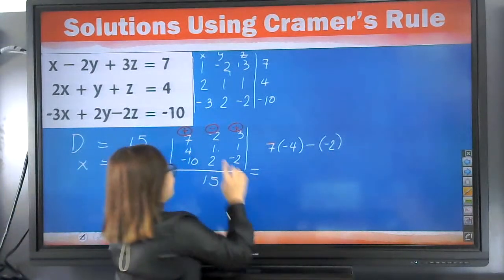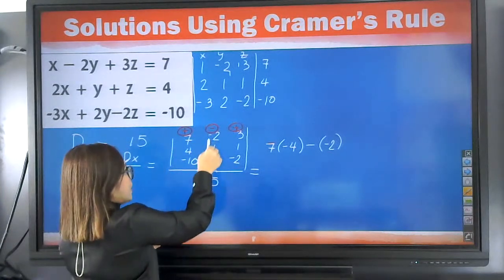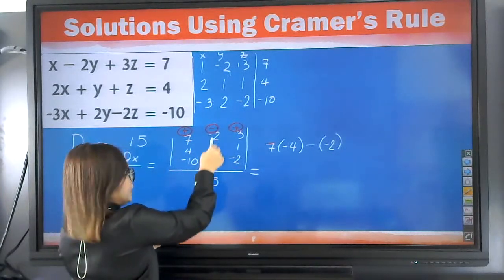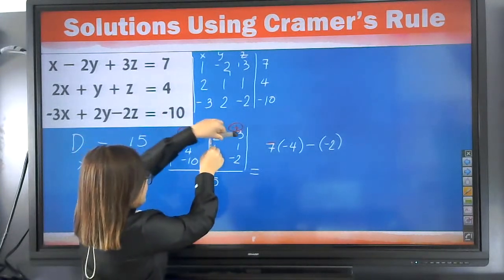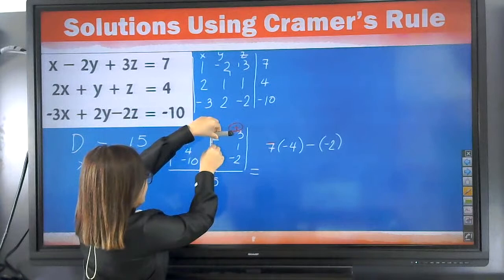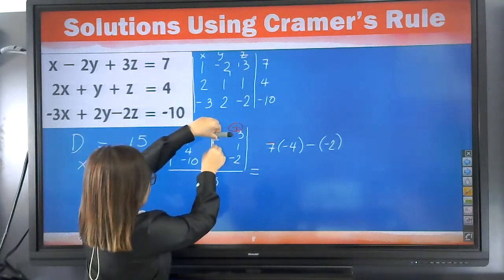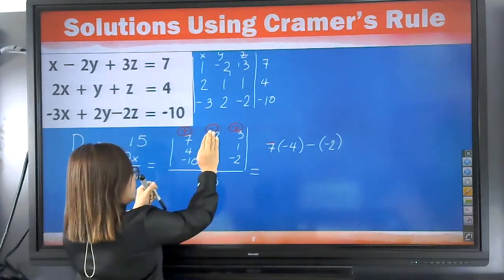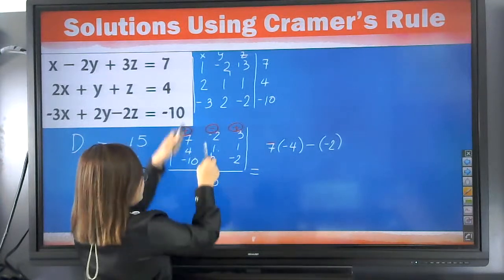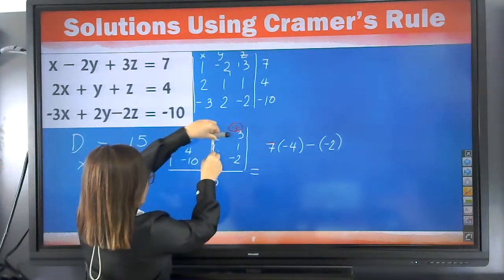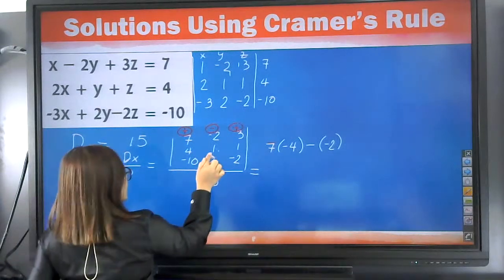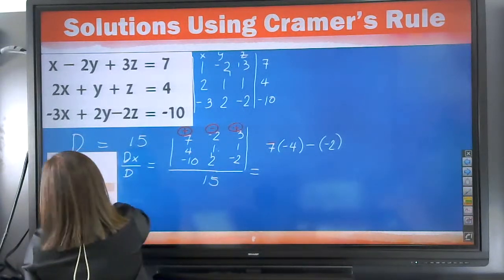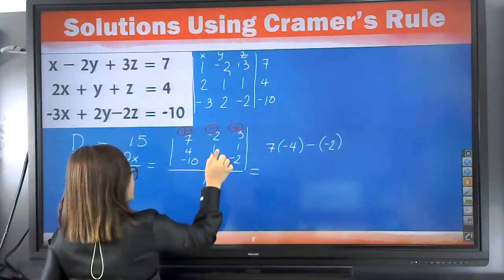What's next now? Negative 2 is in this column, and negative 2 is in this row. This and this, so you don't need these numbers. What is left here is, okay, let me erase this one a little bit.